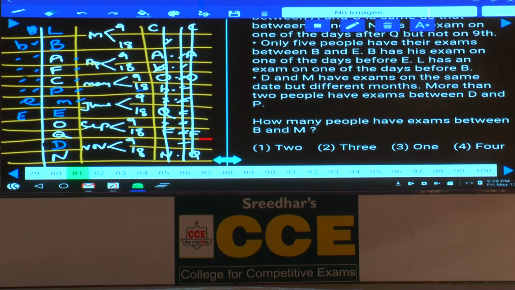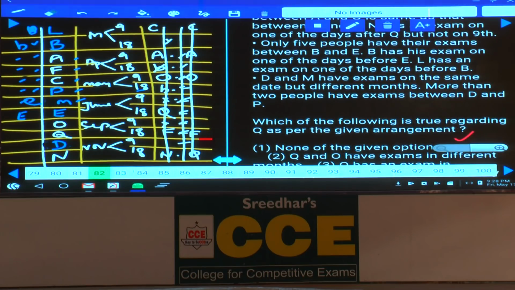Question number 81. How many people have their exams between B and M? Now in between B and M, tell me how many are there? There are 4 people in between this. 4, that is choice 4. And there are 4 people in between. Question number 82.